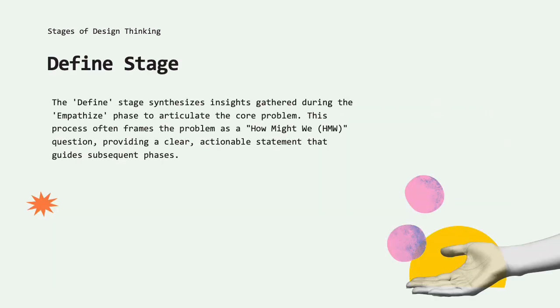The define stage. This stage synthesizes insights gathered during the empathize phase to articulate the core problem. This process often frames the problem as a how might we question, providing a clear, actionable statement that guides subsequent phases. Unless we define what the issue is and what the core problem is, we will not be able to move further.